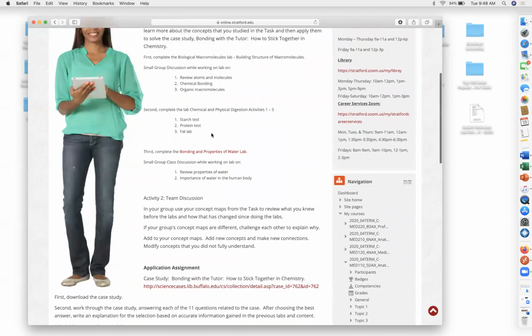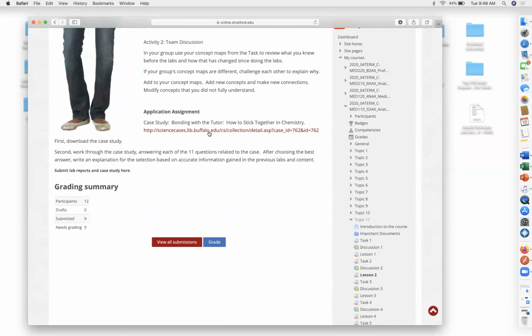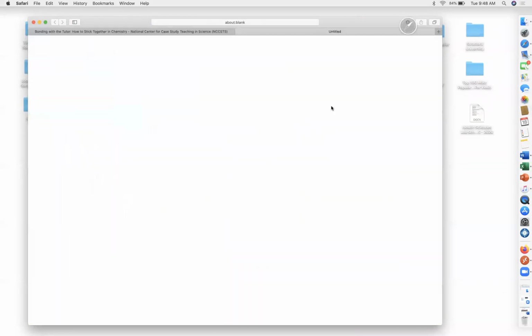Now, the bonding and properties of water lab, don't do. And you can look up scratch test, protein test, fat lab. We used to do that in the lab, but again, messy, didn't always work. So what is due next week? Case study. Click on the case study. Download the case.